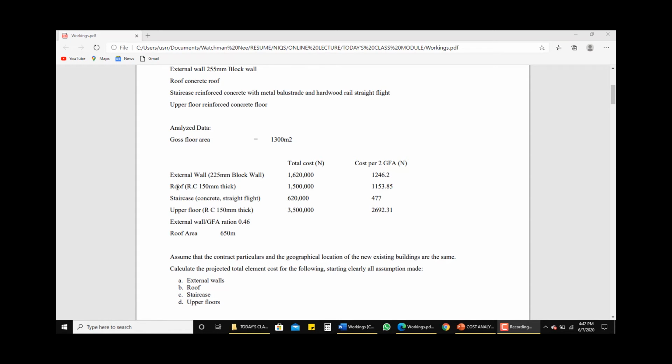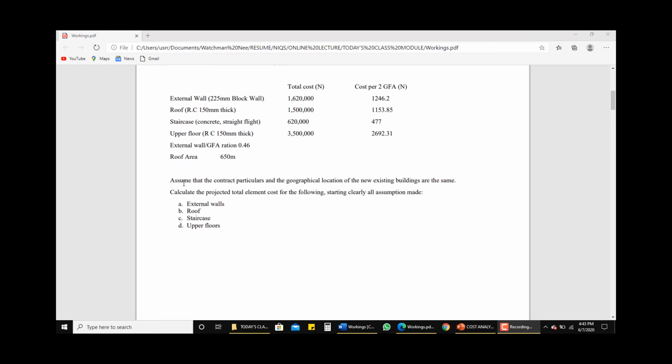The same thing goes for the roof, which is a total cost of 1.5 million naira. We divide this amount by 1,300 to arrive at our cost per square meter. Then the same thing goes for the staircase. We divide 620,000 naira by our gross floor area, to have 477 naira per square meter. So it goes on like that.